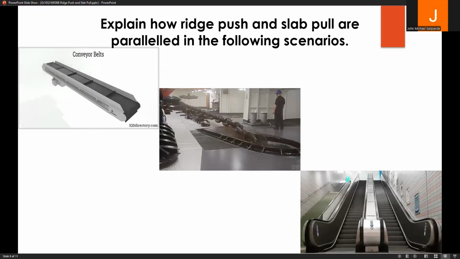So for example, let's start with conveyor belts. Anyone who has done groceries at the mall knows that when you're about to pay at the cashier, you unload your items at the conveyor belt. When the conveyor belt starts to move them towards the cashier, that's ridge push. And once the platform goes down, without your items, obviously, that's slab pull.